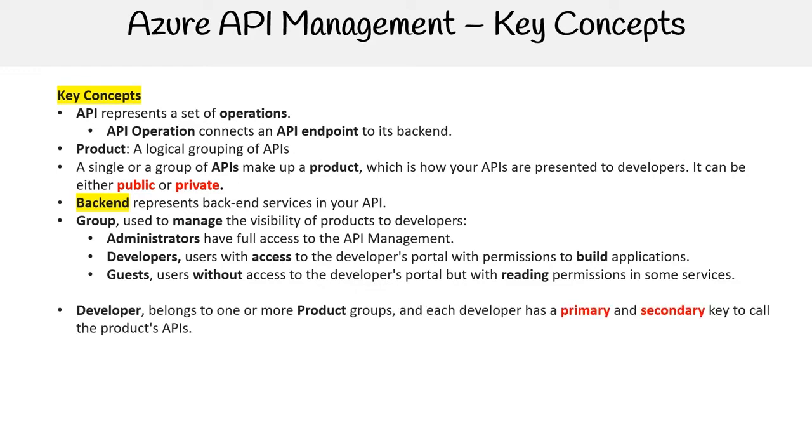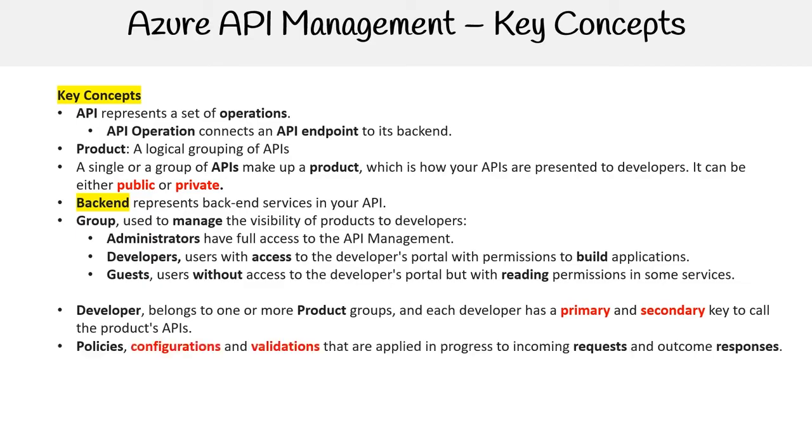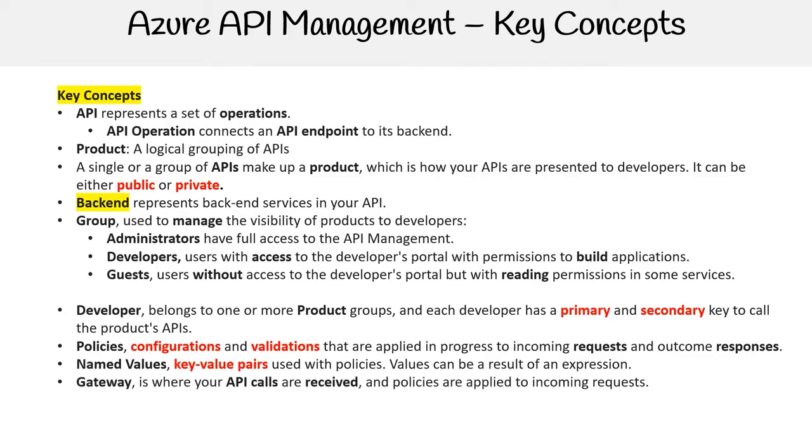There's the idea of developer. So this belongs to a product group, and each developer has a primary or secondary key to call that product's API. There are policies, configurations, and validations that are applied in progress to incoming requests and outgoing responses, which you will see in closer detail in the upcoming slides. There are named values. So these are key value pairs used with policies. Values can be a result of an expression. There are gateways. So this is where your API calls are received, and policies are applied to incoming requests.